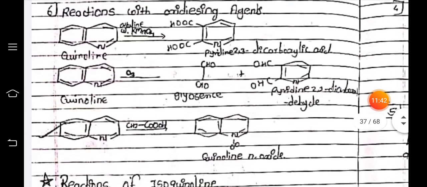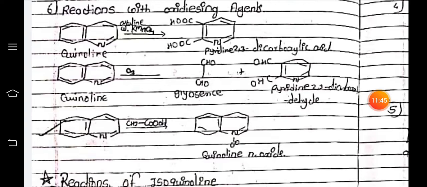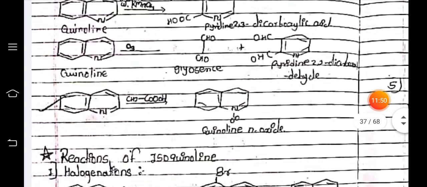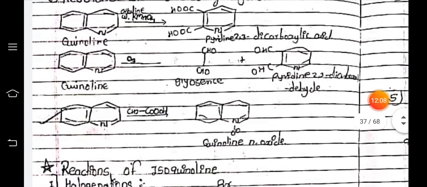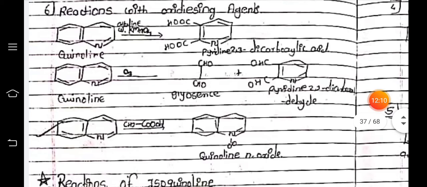So we have studied the 3 oxidizing agents, oxidation reactions of the quinoline: one with the alkaline KMnO4, second one is the O3, and third one is the peroxides. Always keep in mind that KMnO4 is a very strong oxidizing agent. It gives different oxidation products at different temperatures also. Here, from the acidic conditions, we break the compound from the 5th and 6th positions, and at the 5th position there is one carboxylic group, and at the 8th position there is another carboxylic group.